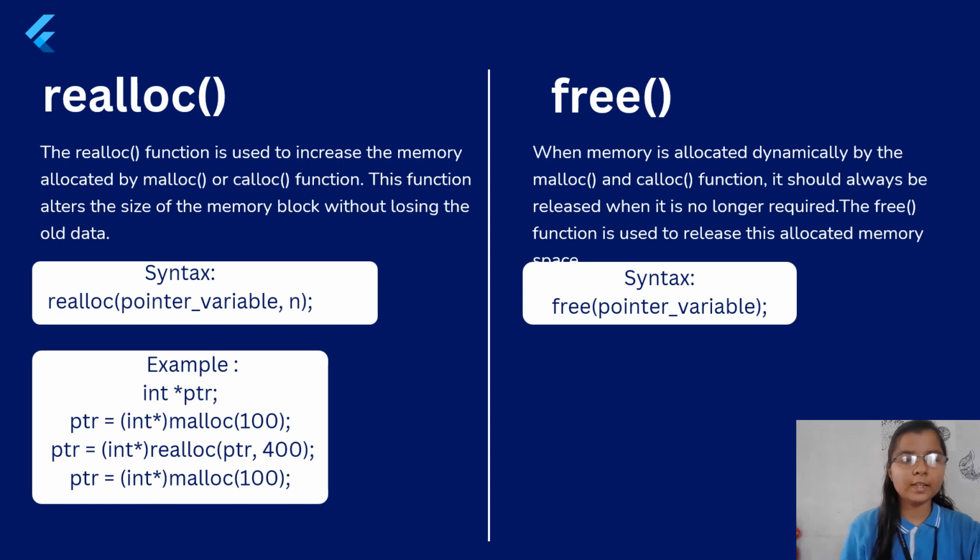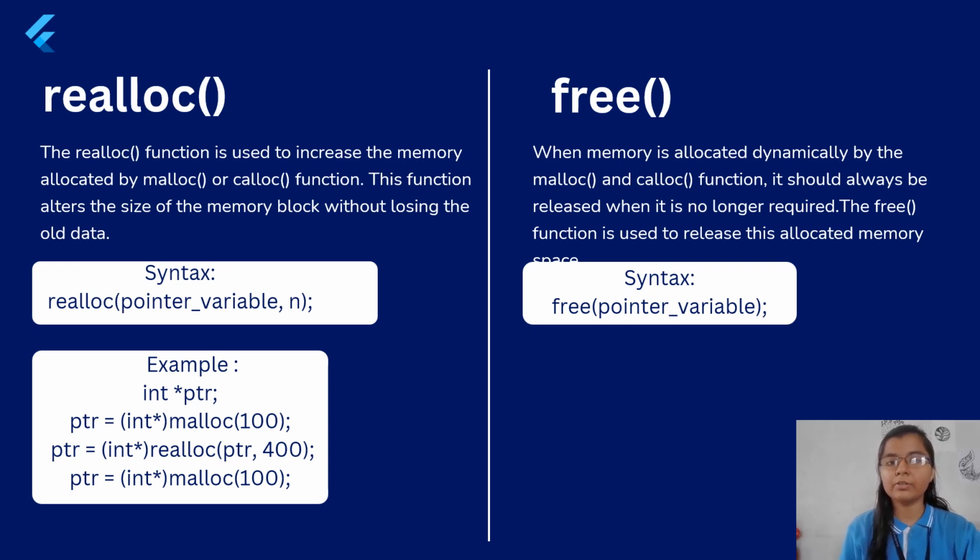Third method is the realloc function, which is used to change the memory allocated by the malloc or calloc function. This function alters the size of the memory block without losing the old value. The syntax is realloc, pointer, and the new size. It also takes two argument values.